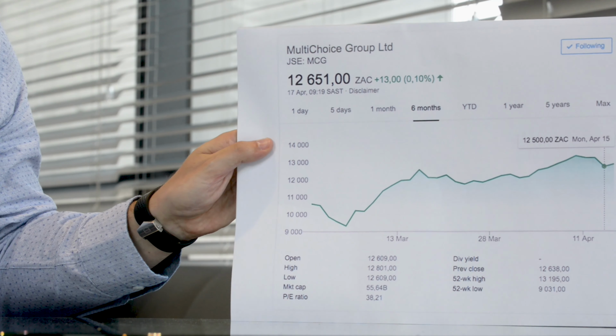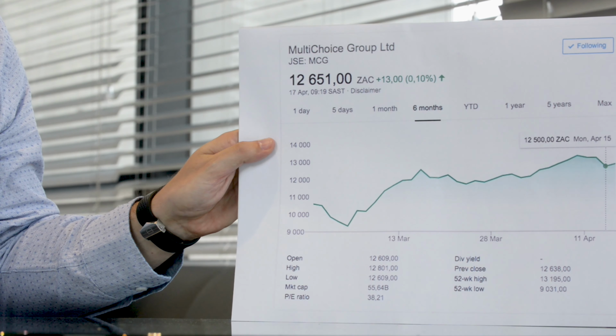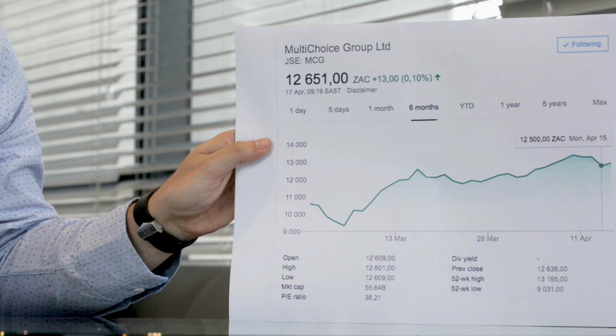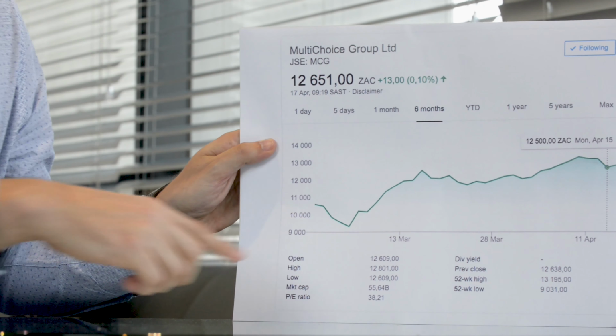PE ratio or price earnings ratio is the market capitalization divided by the earnings that we generate. So how much value we're creating for shareholders from the earnings that we make. The dividend yield is showing as 0, but that's because we haven't declared a dividend as a group yet. Our first dividend is committed for the FY 2020 year, when that number will then be updated.